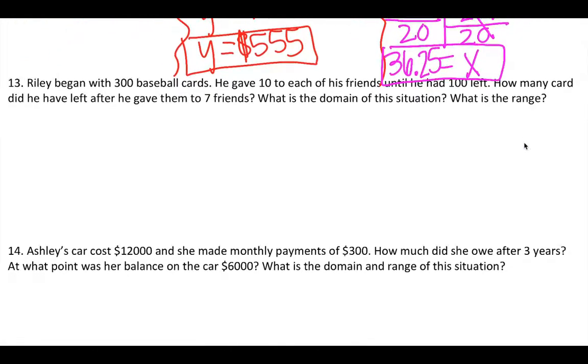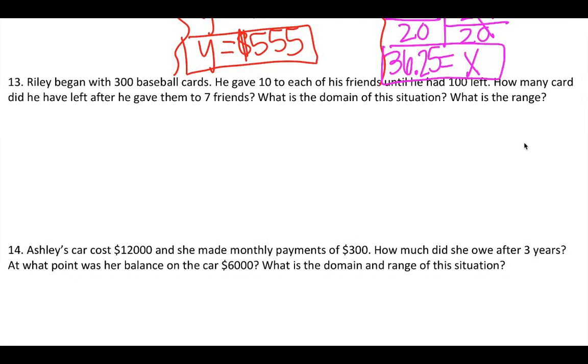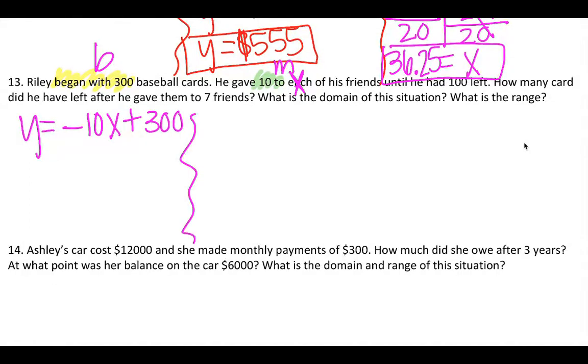Okay, 2 more, y'all. We've got Riley began with baseball cards. That's our beginning, that's our B. And gave 10 to each means to multiply. So there's our slope, there's our M. So if I were to write an equation right now, I've got y equals. Now he's giving 10 away, so am I adding 10 each time or subtracting? Subtracting. So negative 10x, plus he began with 300.